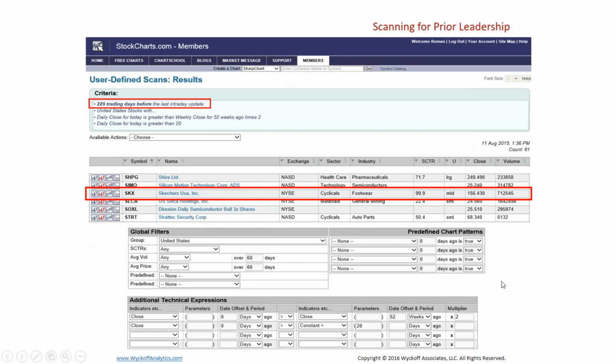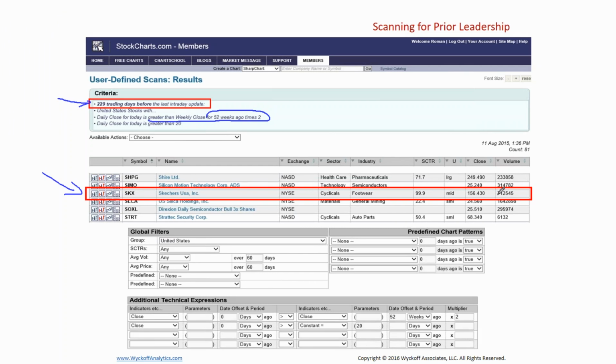Okay, what else could we do? How else could we find the same stock? So here is a stock charts example. So what I'm doing here is I'm creating the scan, and this goes into the history. So I'm trying to identify the same day as I was using that same tool. And what I want to do is I want to find all of the stocks that are greater than the weekly close of the 52 weeks times 2. So what that does, again, it gives me the stocks that are going to outperform during that rally that this particular stock has had.